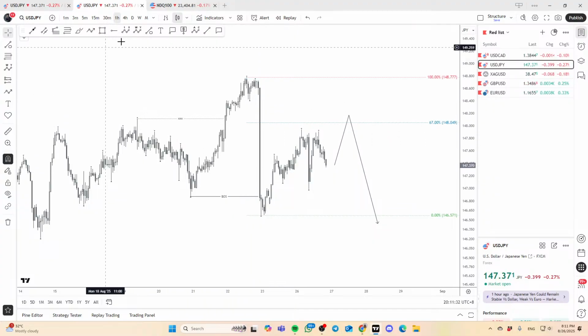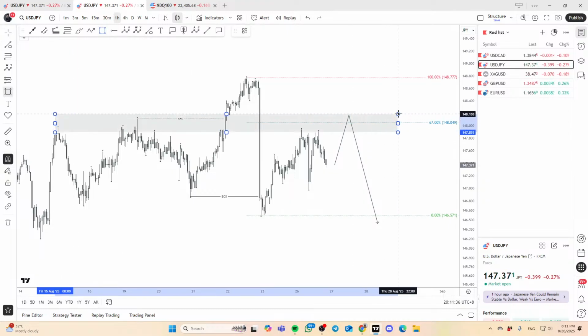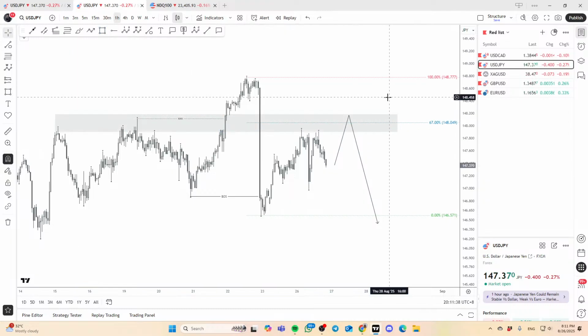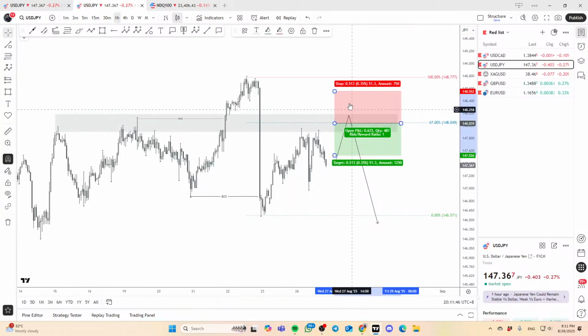So in a way, I'm pretty okay and comfortable again in taking this trade. If price were to pull back a little bit more towards the 148 area, that would be where the entry point is going to be.